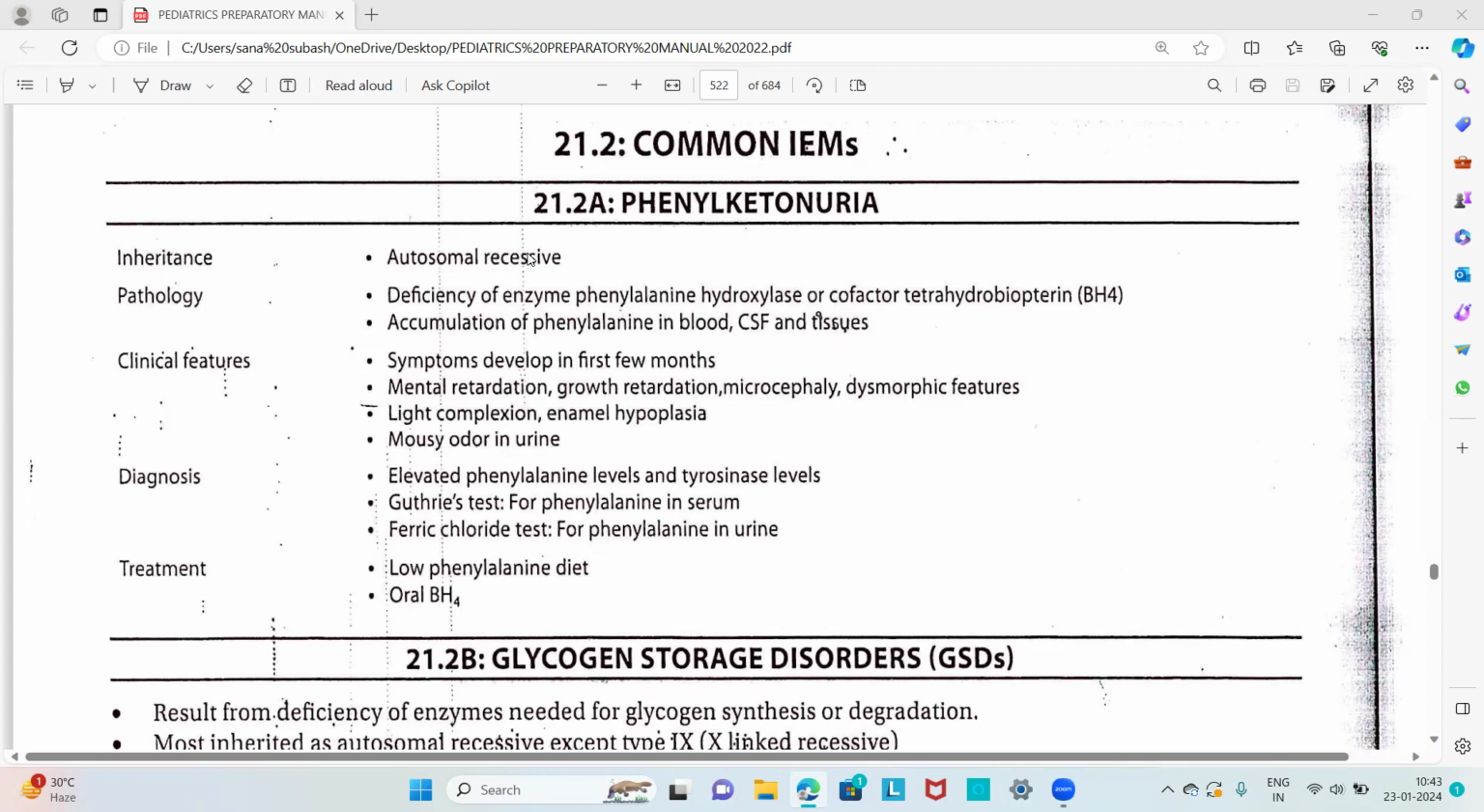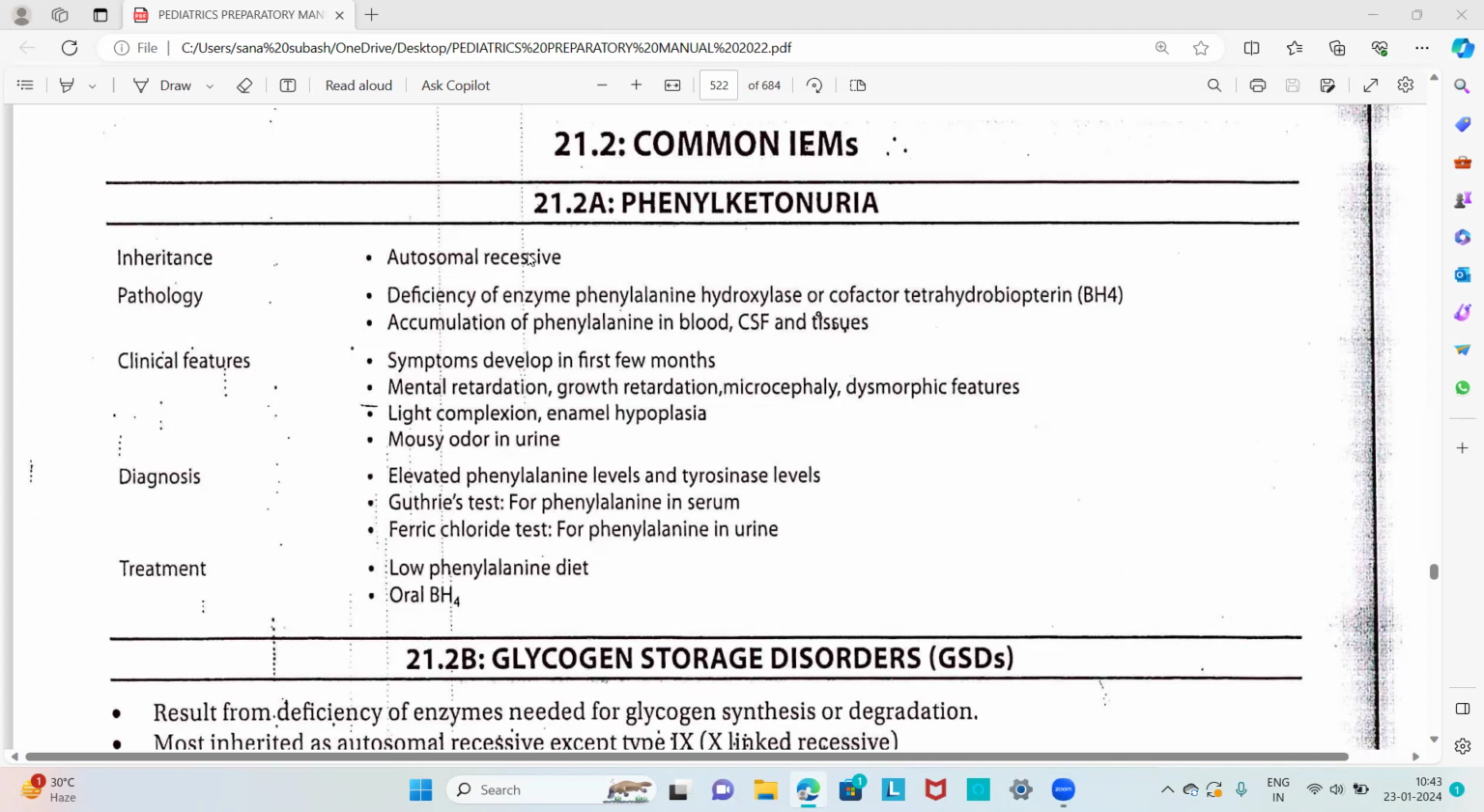Phenylalanine hydroxylase is the enzyme used for the conversion of phenylalanine to tyrosine. Because of the deficiency of this enzyme, there will be decreased conversion or absence of conversion of phenylalanine to tyrosine. That results in the accumulation of phenylalanine in the blood, CSF and tissue, which results in the clinical manifestations of phenylketonuria.